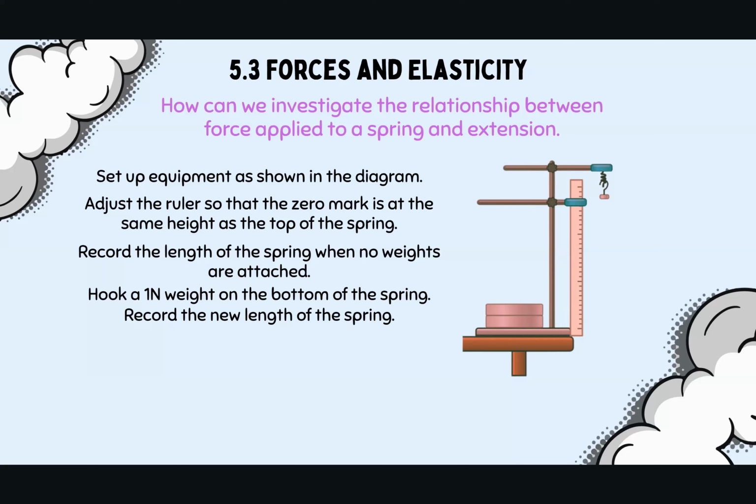Or I would not say top of the spring, I would say bottom of the spring. So you want your ruler level there, so when it stretches, you again measure the bottom of the spring. Now you record the length of the spring when no weights are attached. So it might be, for example, 5 centimeters. So you've added no weight, 0 newtons.